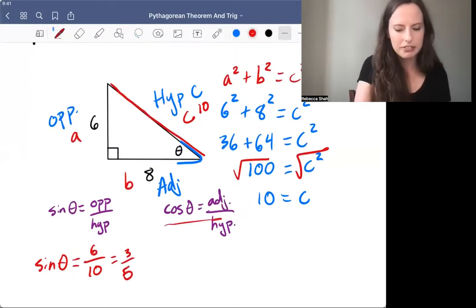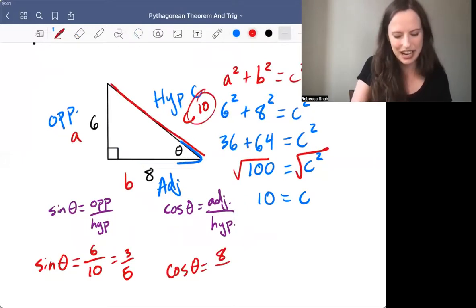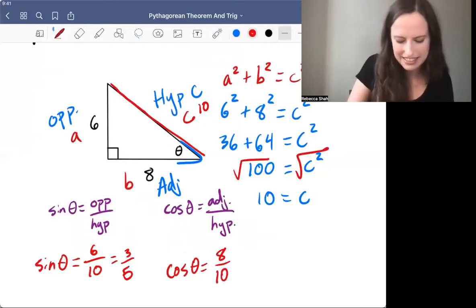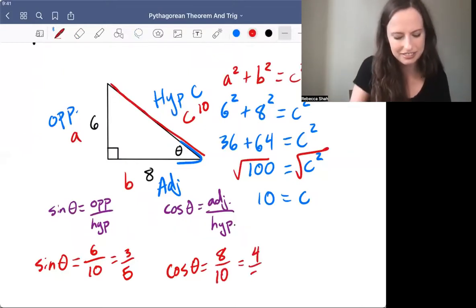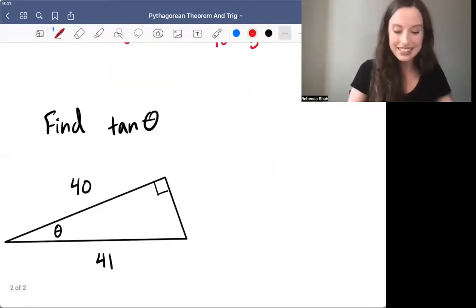For cosine, we've got our adjacent side of 8. And again, our hypotenuse is 10, so 8 over 10, and that also simplifies this time to 4 over 5. So there we have it, sine and cosine. One more example with tangent.